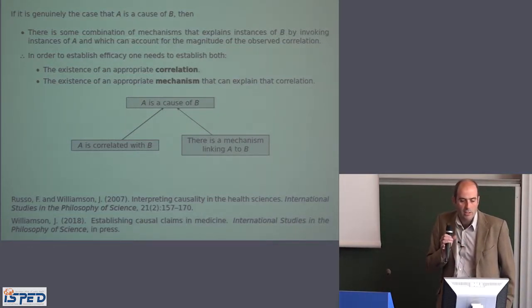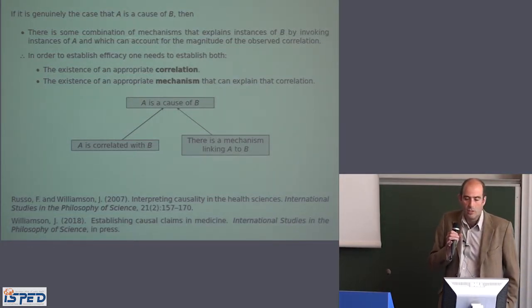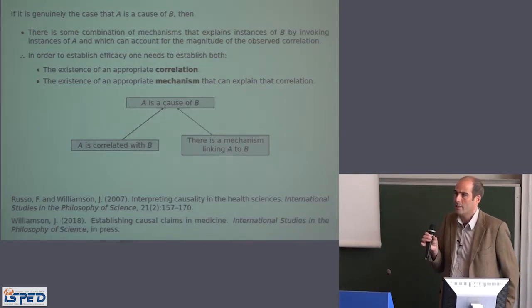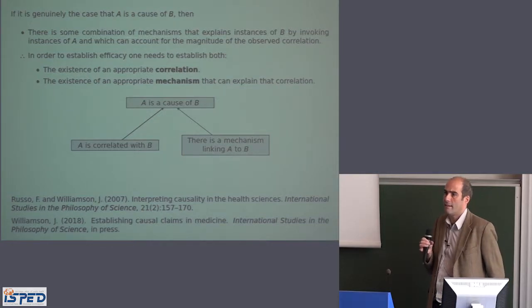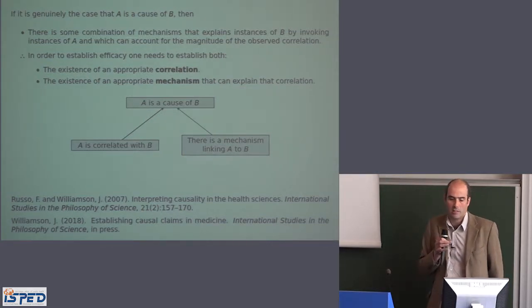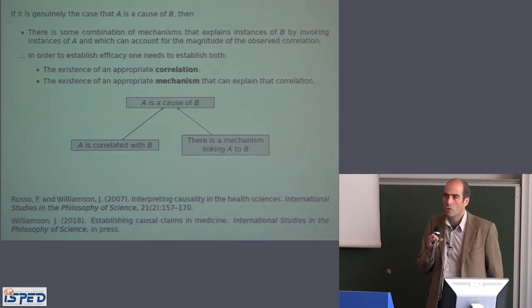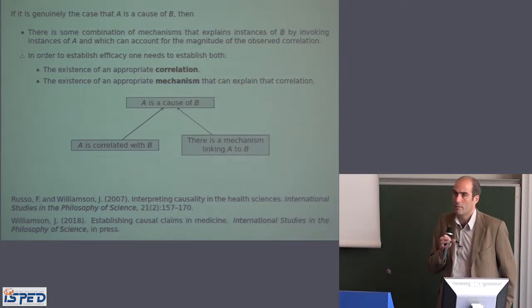The important thing to note here is you only need to establish the existence of a correlation and the existence of a mechanism. You don't necessarily need to work out the magnitude of the correlation in order to establish causation, nor all the details of the mechanism. What you're trying to do is establish that there are both of these things.